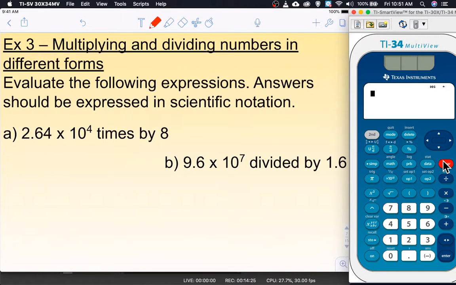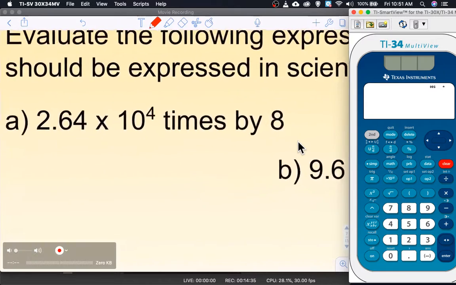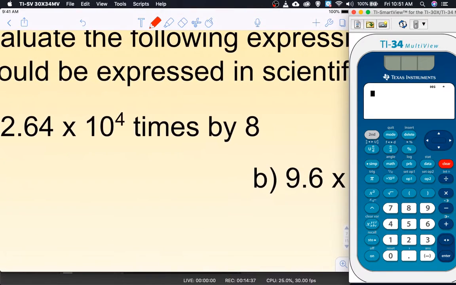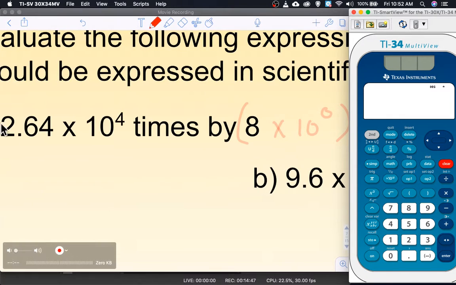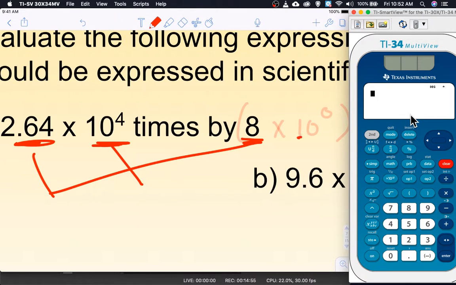So what happens if we have kind of like mixed numbers? Like here, it's just 2.64 times by 10 to the 4th times by 8. Well, there's a couple different ways you could do this. One way is you could imagine this 8 in scientific notation. So then when you'd multiply these things together, you would multiply your decimal piece times by your decimal piece. You'll multiply the power of 10 times by the power of 10. That's the method I kind of prefer.